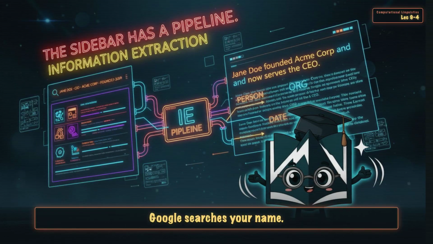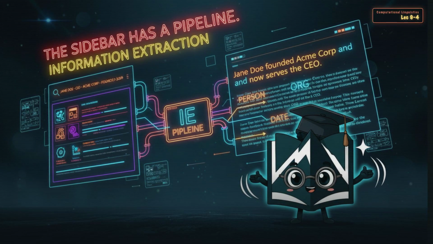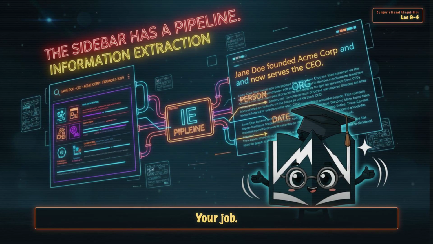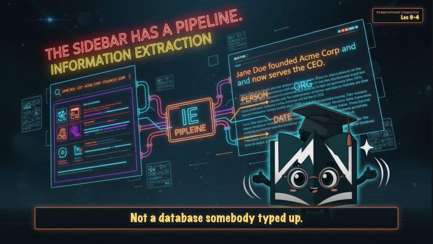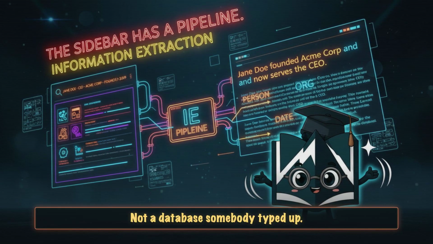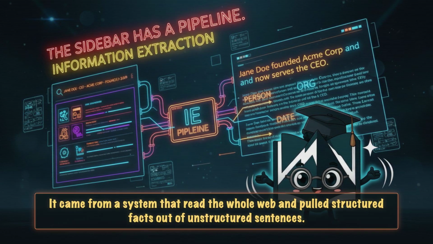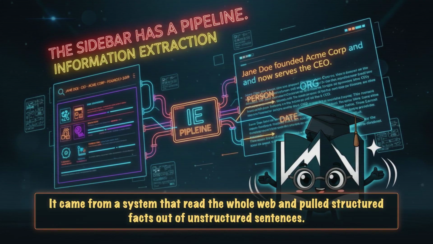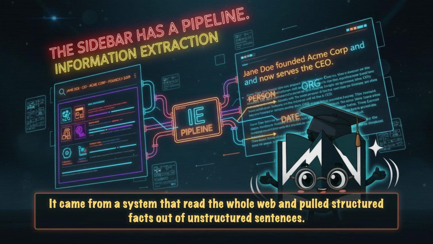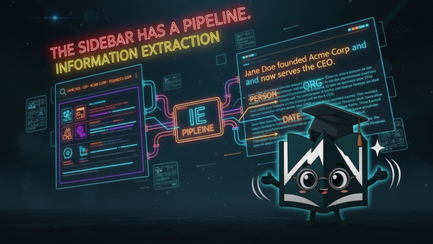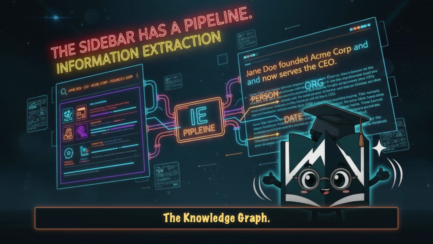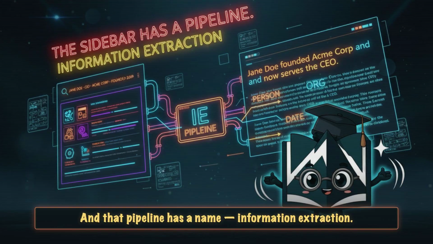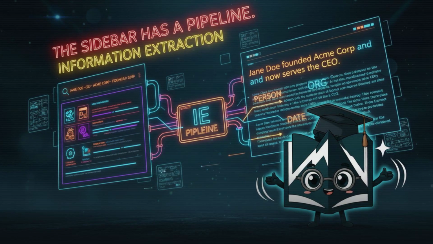Google searches your name. In the top right sidebar, a little box. Your job, your employer, your dates. Where did that box come from? Not a database somebody typed up. Not really. It came from a system that read the whole web and pulled structured facts out of unstructured sentences. Millions of triples, extracted, ranked, cross-checked, published. The knowledge graph. And that pipeline has a name: information extraction.